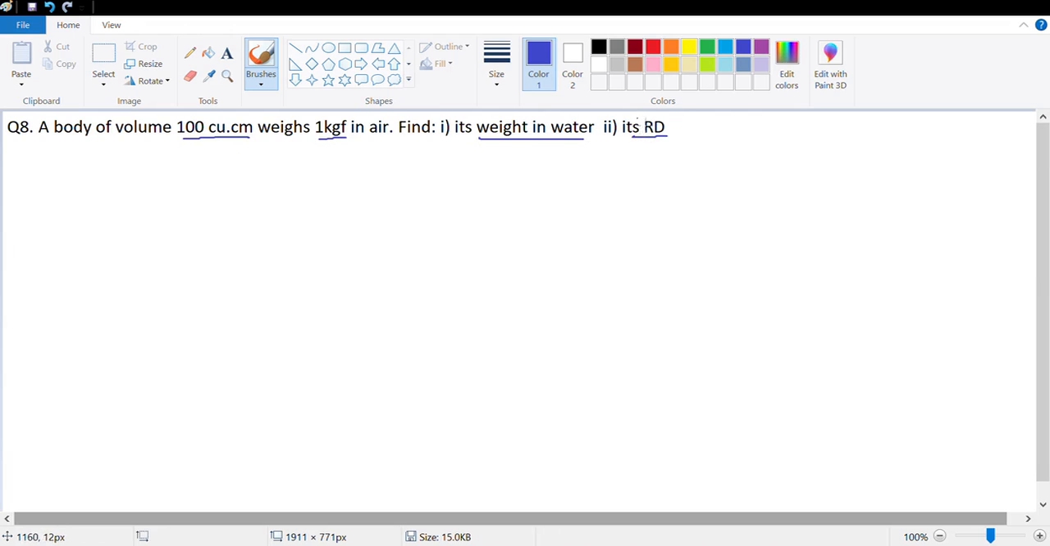Now we'll solve this question using two methods. The method one I'll use will be the method that we've already learned in exercise A, which involves upthrust. And method two would involve the new formula that we've done in this exercise. So let's first calculate the upthrust method.